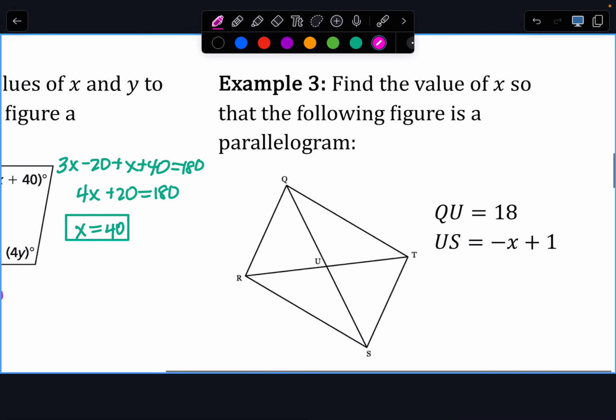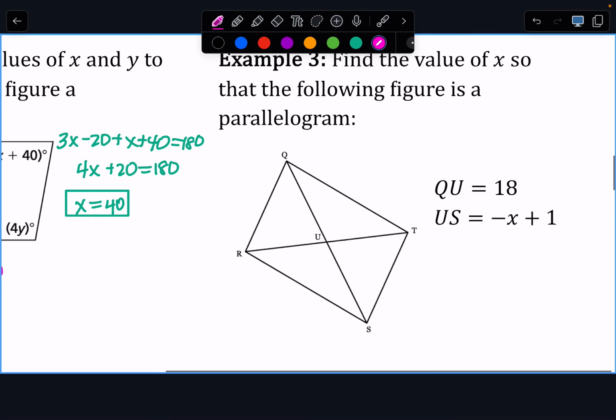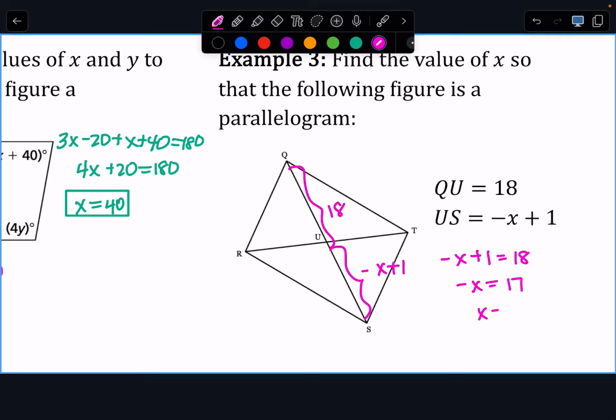Thinking is okay. All right, I want this guy to be a parallelogram. I have QU is 18 and US is negative x plus 1. What will we do? What do I do with the two? Equals negative x plus 1. Yeah, so 17 equals negative 17. How does 17 equal negative 17? I don't know, Billy just said 17 equals negative 17. Wait, did I not say it right? I don't know. I thought it was... It's okay.